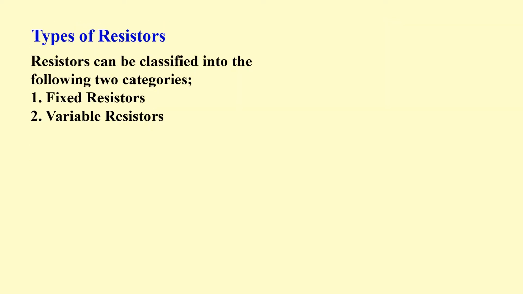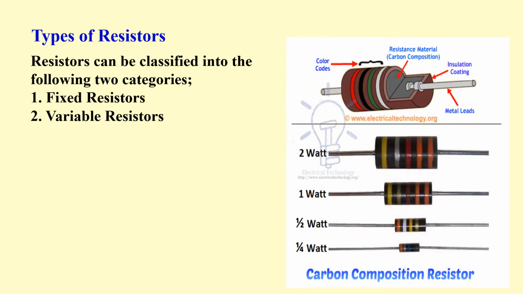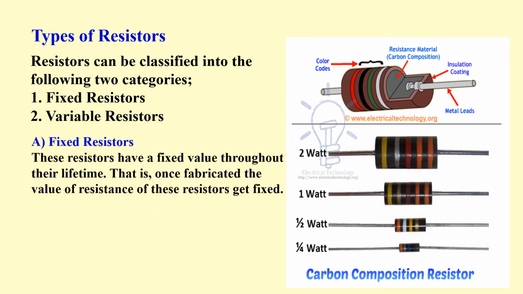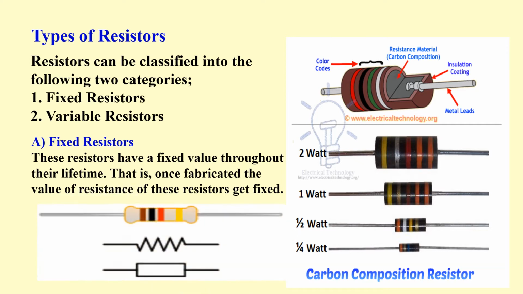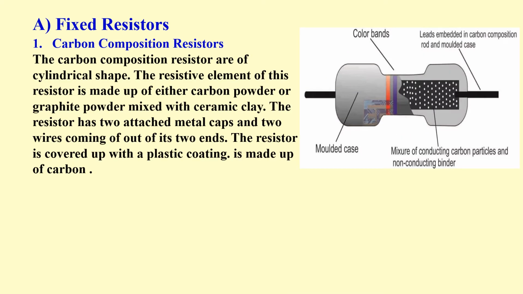The types of resistors. Resistors can be classified into the following two categories: fixed resistors and variable resistors. Fixed resistors have a fixed value throughout their lifetime. That is, once fabricated, the value of resistance of these resistors gets fixed. The following are examples of fixed resistors.